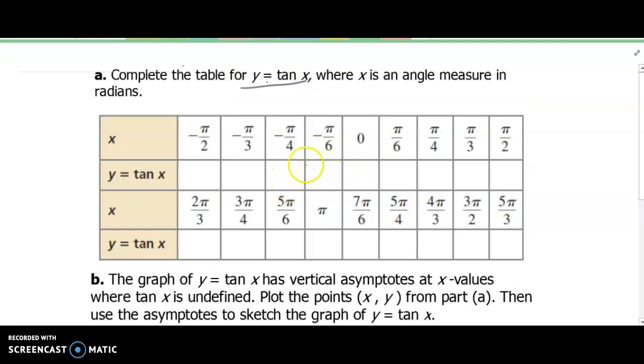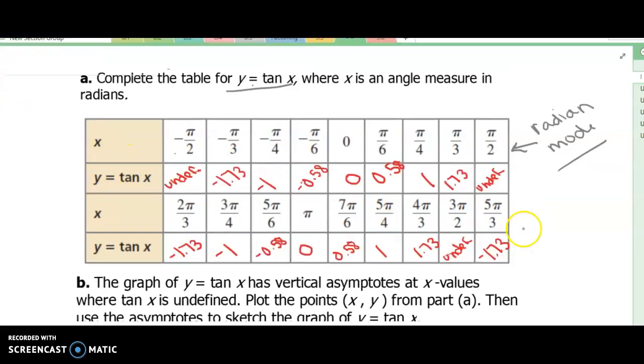So real quick, I want you to go ahead and pause this video and put these in your calculator. Make sure you're in radian mode, and I want you to find the y value of the tangent of negative pi over 2, and the tangent of negative pi over 3, and so on and so forth. Go ahead, put each of these into your calculator, make sure you're in radian mode, and fill out this table real quick. Alright, so what you should have gotten looks like this.